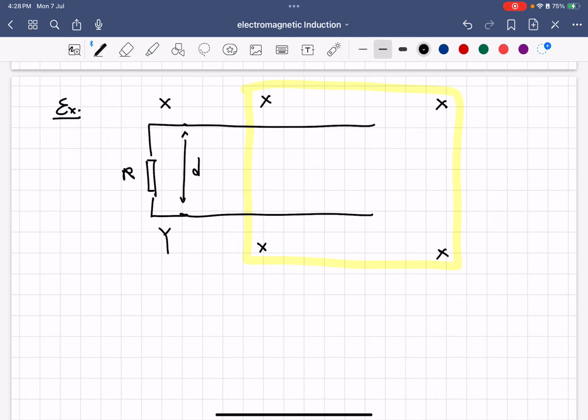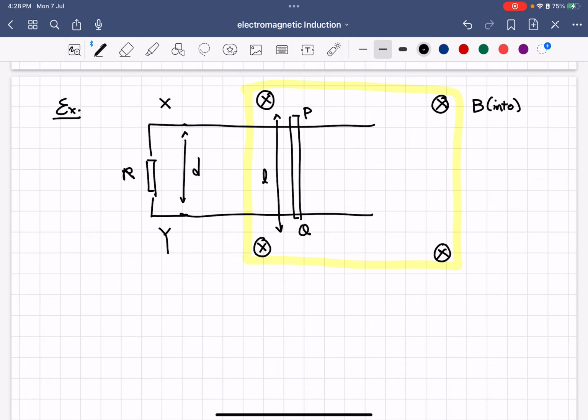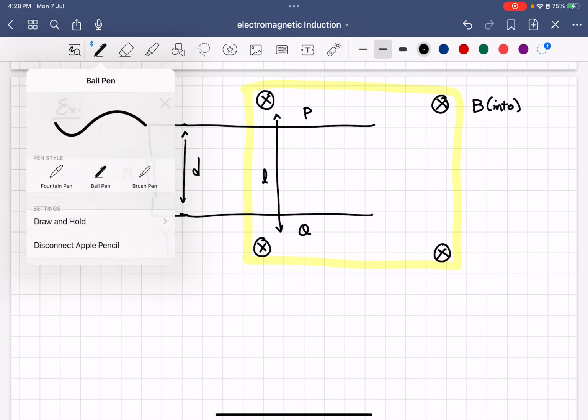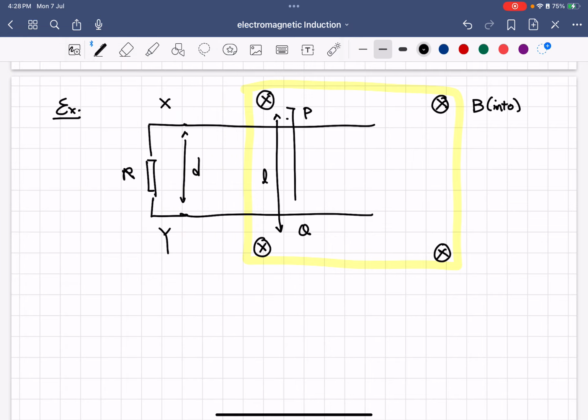So this region has a magnetic field B going into the page, and then you have a rod PQ, and this means the magnetic field is going into the page. The length of PQ is L, so it is a bit longer than the length here, like this. Okay, and then it's moving with velocity v.